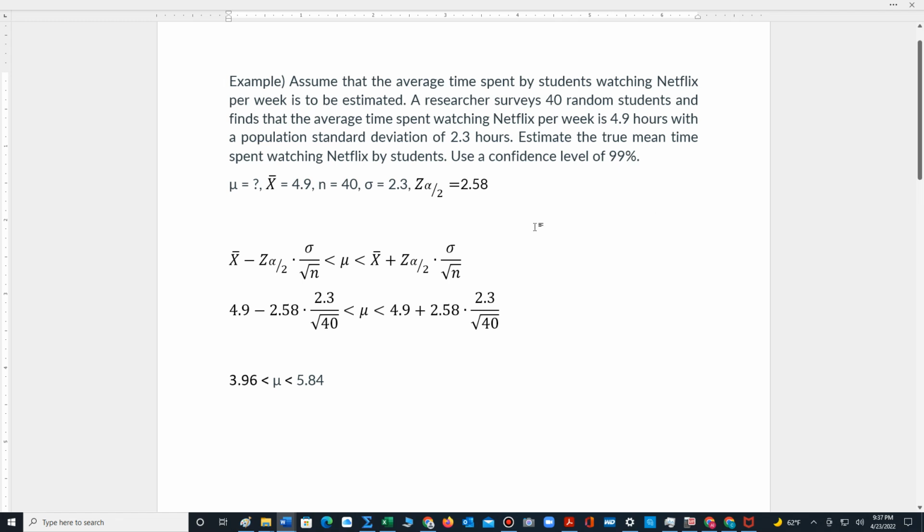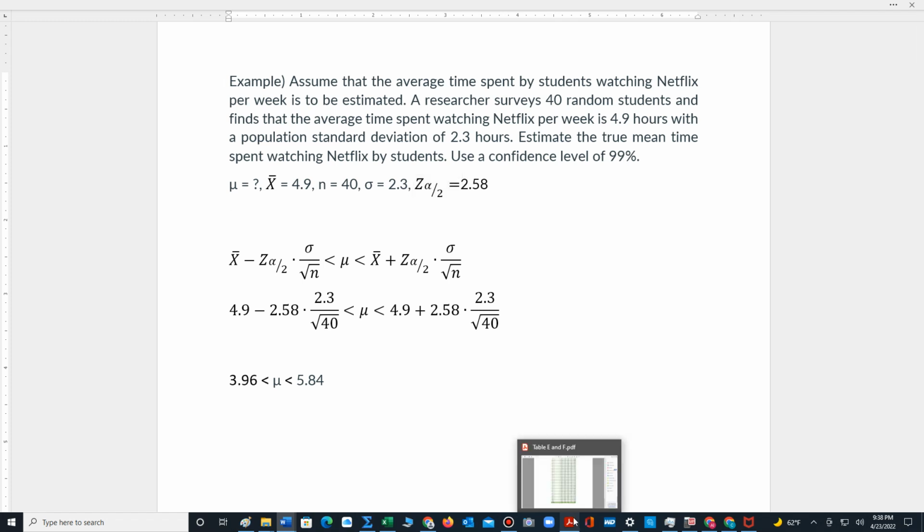So step one is to identify all the key elements of the problem. Mu, the mean, the true mean that we want to estimate, is unknown. The sample mean, denoted as x bar, is 4.9. The sample size, n, is 40. The population standard deviation, sigma, is 2.3. And we use the confidence level of 99% to determine the z-value.